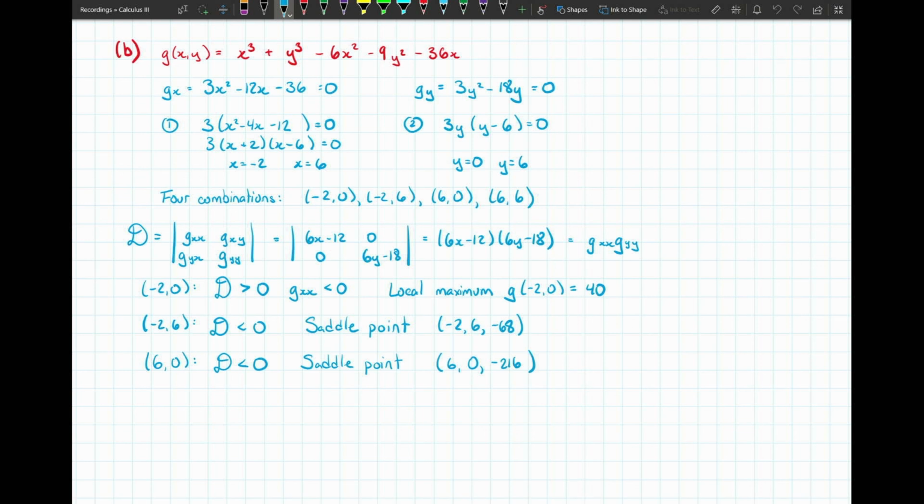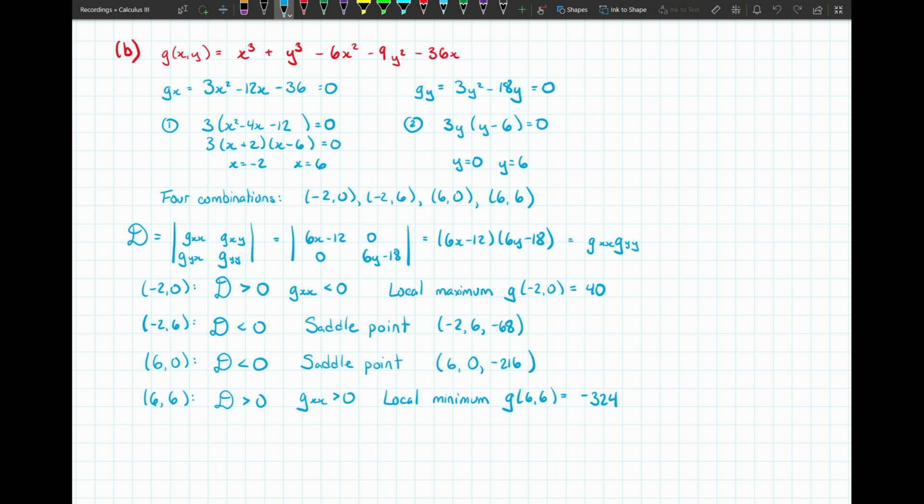Finally, let's go to our last point, where x and y are both equal to 6. In that case, both factors are positive. That tells us that the discriminant is positive, and that first factor, 6x minus 12, is actually g_xx, and we already know that it is positive. Since both of those values are positive, by the second partial derivatives test, we have a local minimum when x and y are both equal to 6. And if we plug that into the function g, then g attains a local minimum of negative 324.